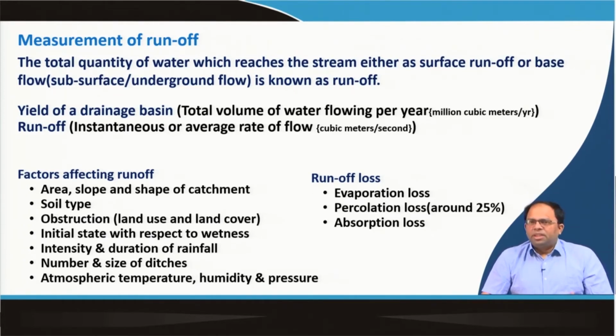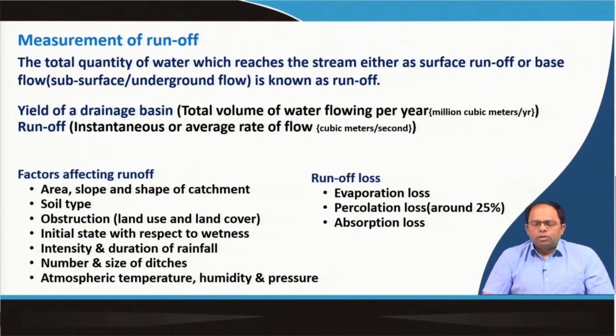Then the number and size of ditches that are there in that area, and then atmospheric temperature, humidity and pressure, which determine some amount of evaporation loss, and all these things depend on the temperature and so on. So these are the different factors which affect runoff, and these factors result in certain kinds of losses, you can say.